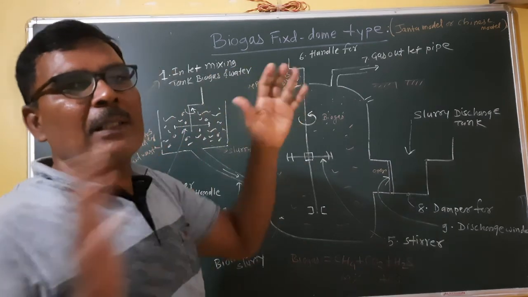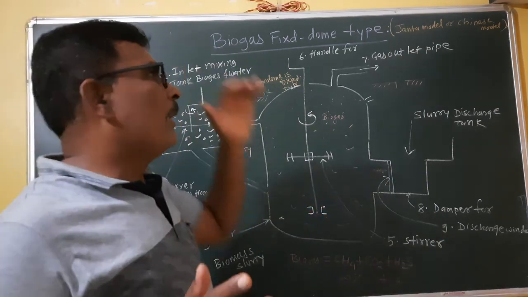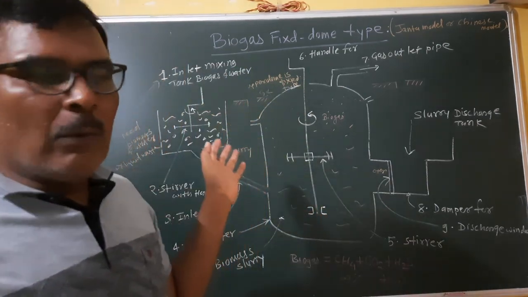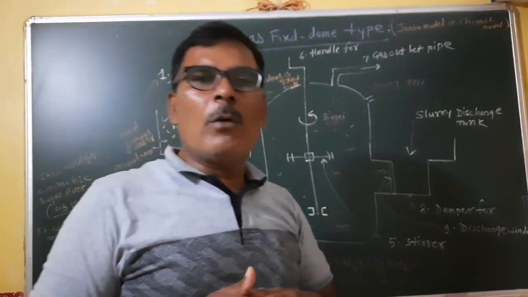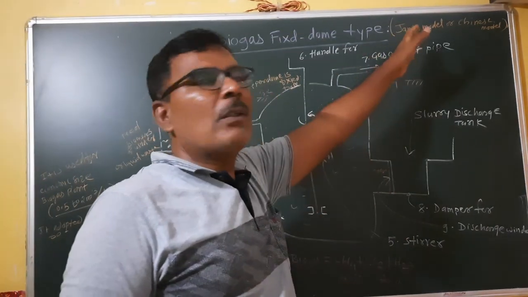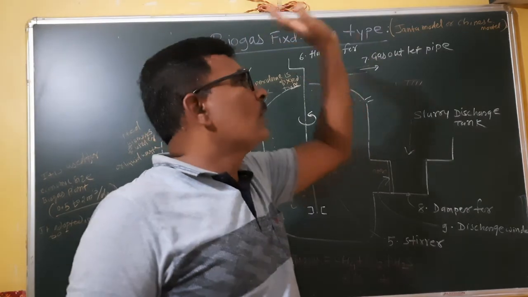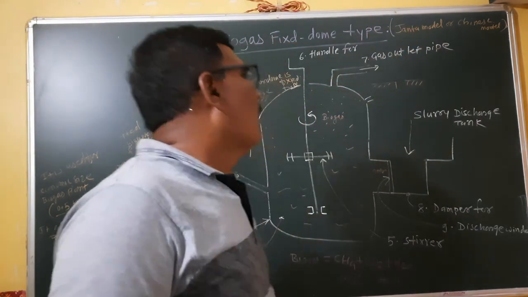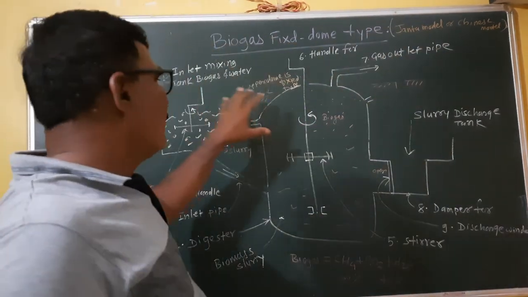Because its upper part is fixed, so it is called fixed type. It is also very popular, that's why it is called the Janta model. Or sometimes, because it was developed first in China, it is called the Chinese model. And what are the parts in this type of model?